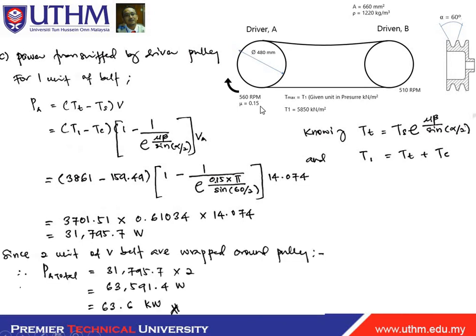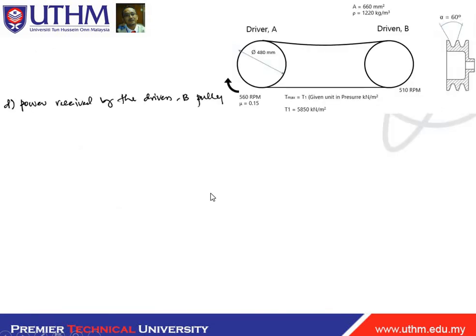So when we are dealing with two belts just now, you just times two. This figure, 31.795 kilowatt, you just times two. So what you got now is a double. The power becomes double because we are using two belts. The next question is asking about the power received by the driven at pulley B.